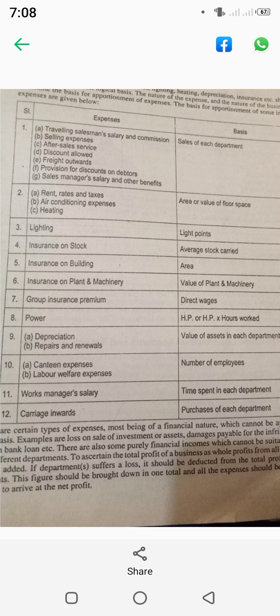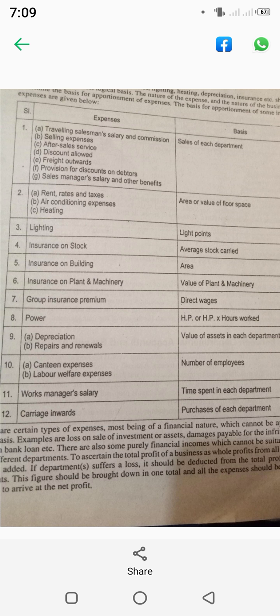Canteen expense and labor welfare. These both expenses, if you concentrate, are basically related to your employees. So if any department has more employees, that department has to bear more canteen expenses and more labor welfare expenses. It's totally logical. If a department has only a limited number of employees, there will not be as much canteen and welfare expense as compared to another department which has more people.